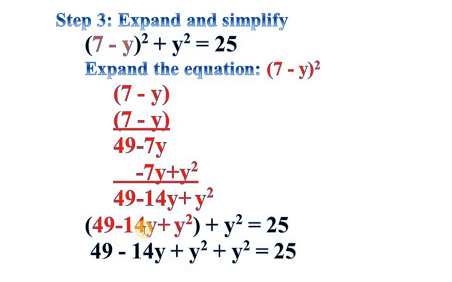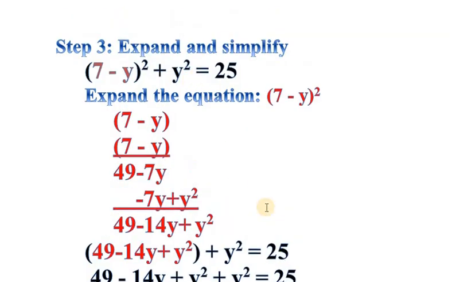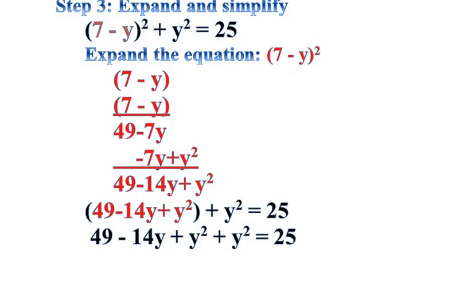49 minus 14 times y plus y raised to 2 in the bracket plus y raised to 2 is equal to 25, ስለዚህ እዚህ ላይ ያለችዋን እዚህ እናወርዳለን ማለት ነው። እዛ 49 minus 14y plus y raised to 2 plus y raised to 2 is equal to 25 ይመጣል ማለት ነው። Step 3.